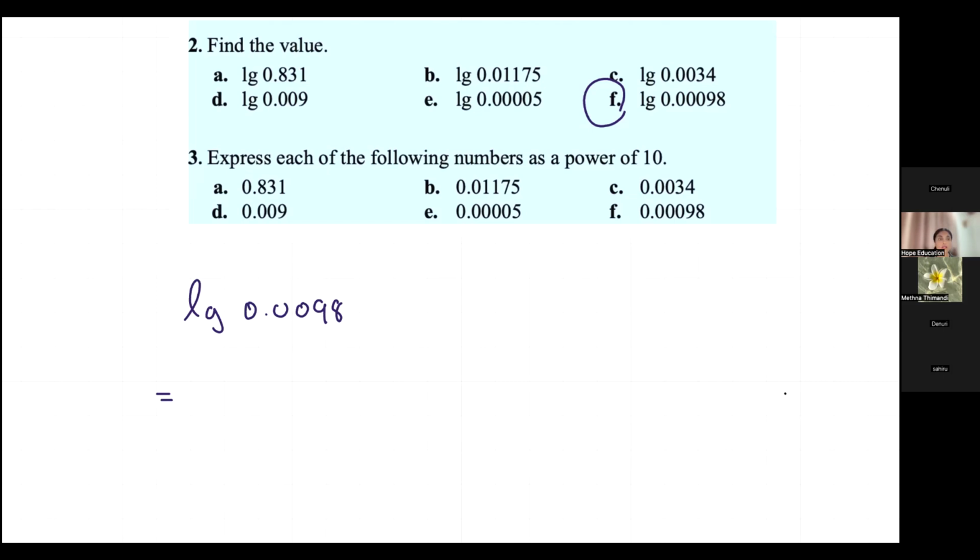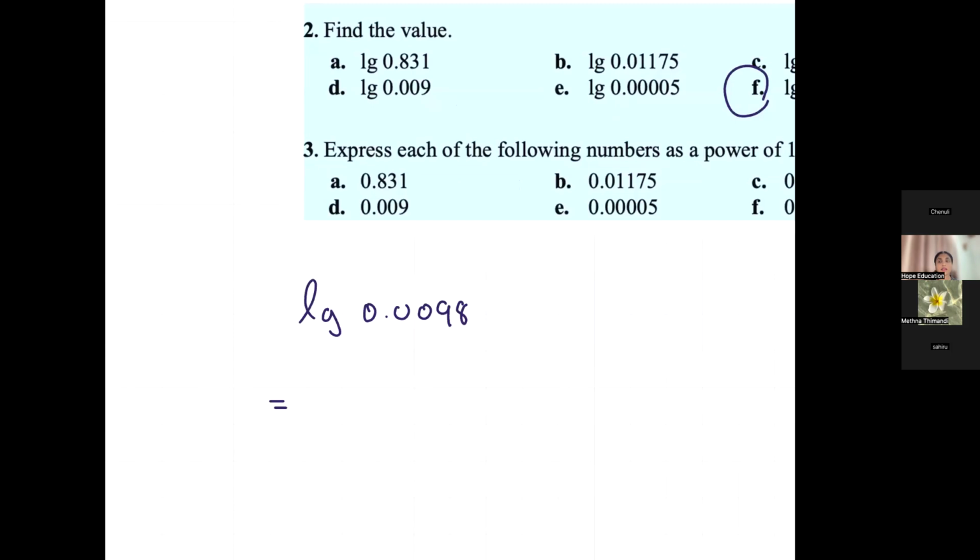What is the answer you all got? What's the answer you all got? Chenuli, what about Metna, Sahiru? You looked up 98 in the log table, so in the log table 98 is 9912, no?